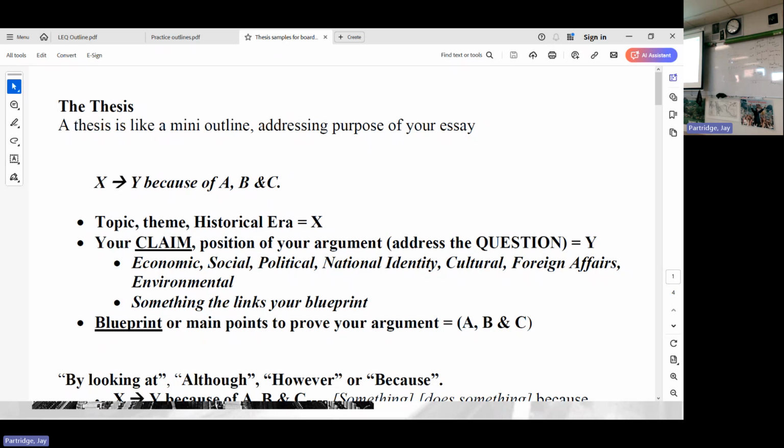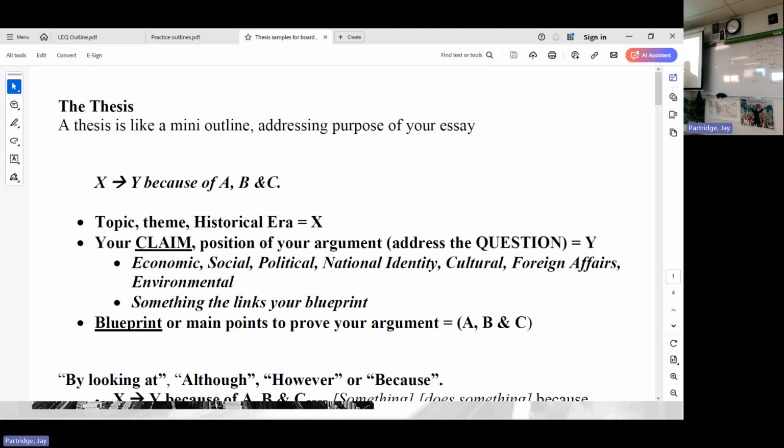This is the most important element of an essay. Now, all of you have done thesis statements. I have a little bit different idea about it for the AP exam, and it also works for me, but there are certain things you need. Basically, your thesis, a little mini outline, is addressing the purpose of your essay, how you're going to answer.